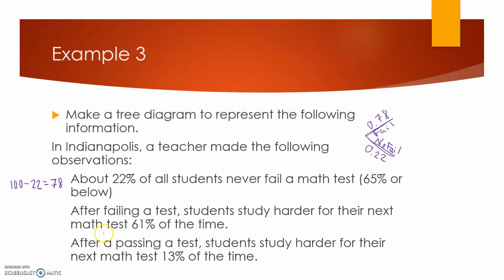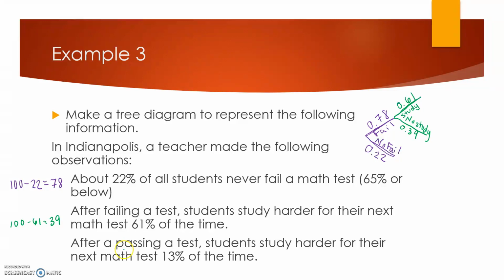Then it says after failing a test, so I'm looking at this branch right here, students study harder for their next math test 61% of the time. So if they have failed, they have two options. They can either study harder or not study harder. Study, no study. And it says that they do study harder 61% of the time. So that's a 0.61. But if I look at 100 minus 61, that means that 39% of the time they don't study harder. So 0.39.